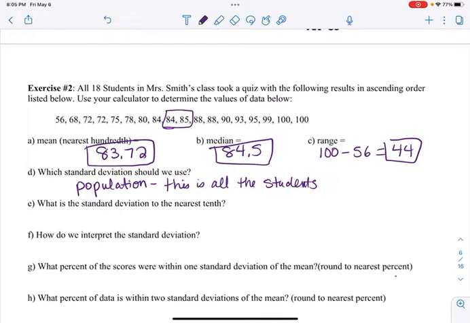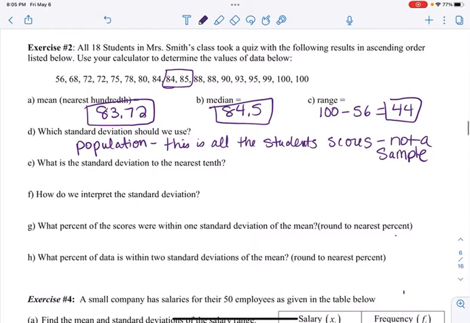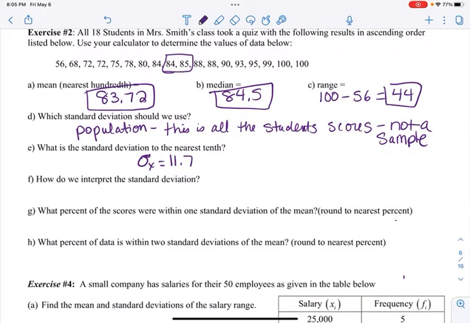Whoops. Scores, not a sample. What is the standard deviation to the nearest tenth? And again, I got that right from my calculator. So it's like that O with the little tail, sort of that sigma. The standard deviation is 11.7.